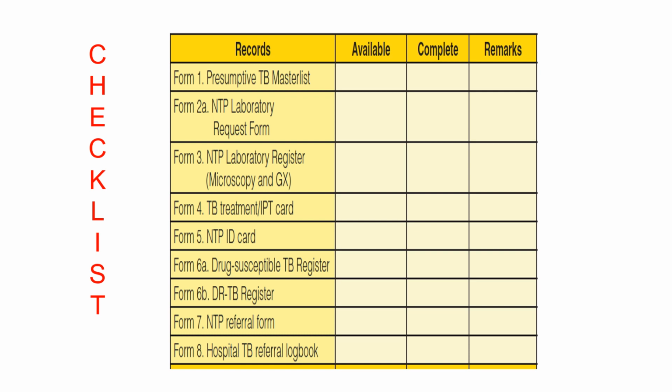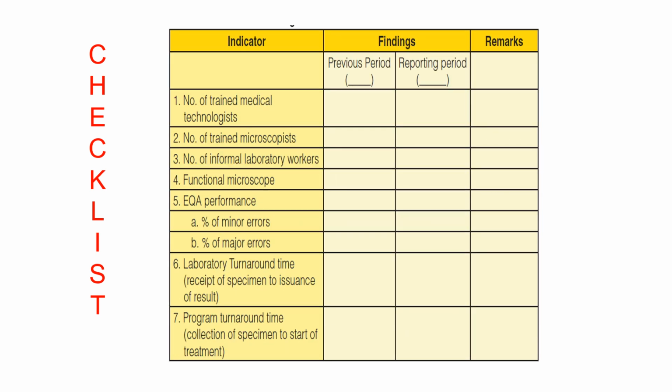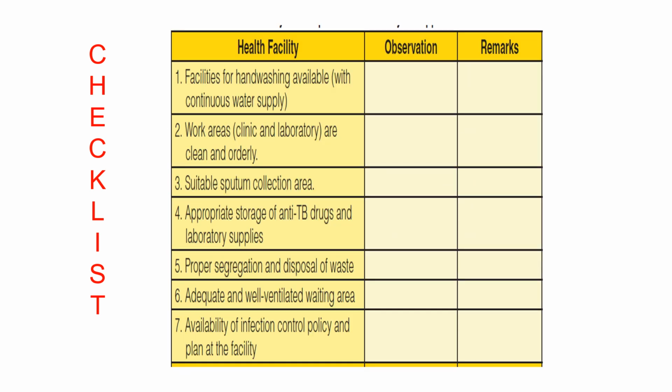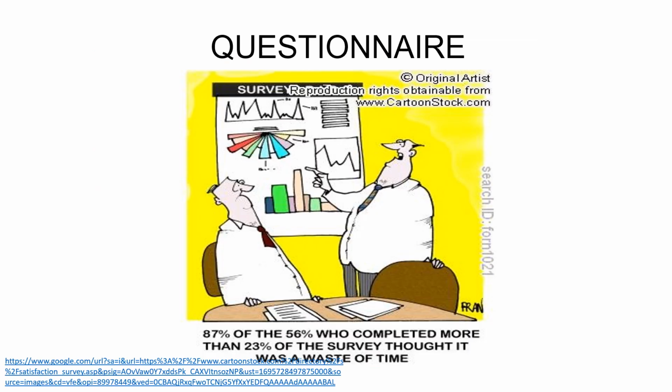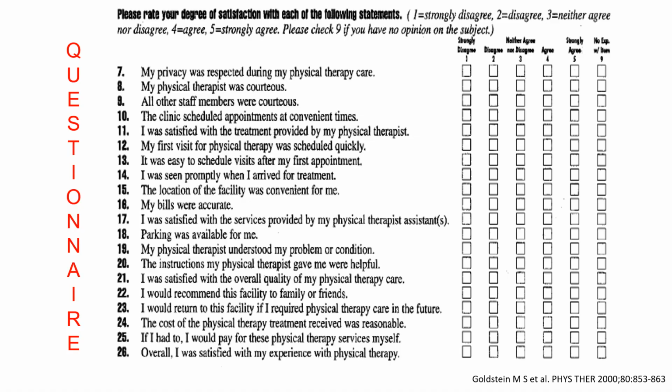This is a checklist of forms that should be present in a TB DOTS facility, the required personnel, required running time, and required equipment, materials, and facilities. For a survey, the tool is a questionnaire. This is a questionnaire that measures patient satisfaction with physical therapy services.